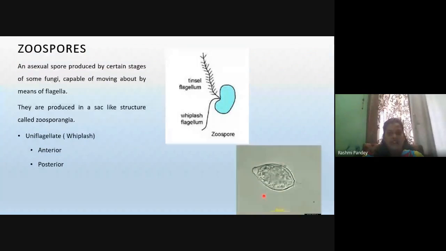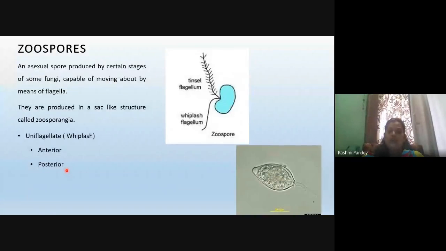So that kind of circular motion is seen in the flagella. So we call it a whiplash flagella. It is straight, elongated, and has a circular kind of motion. It could be present in either of the poles of a zoospore.